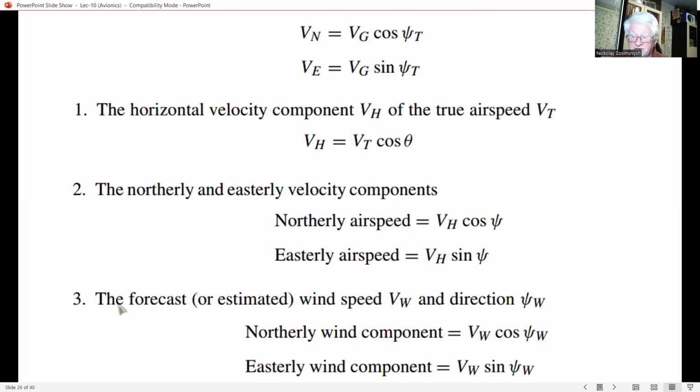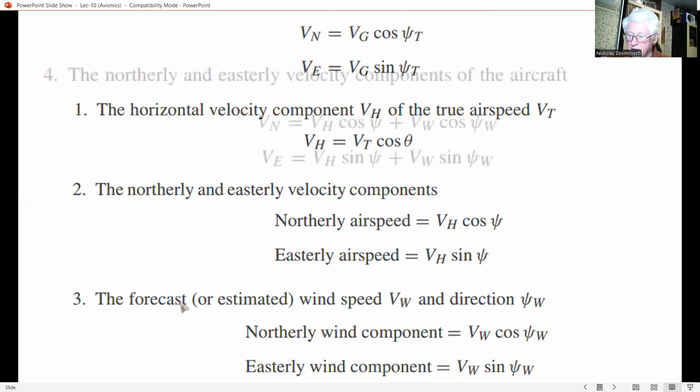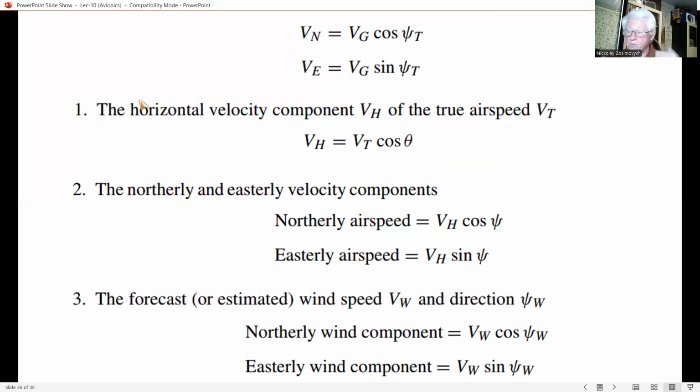So next, the forecast or estimated wind speed v sub w and the direction psi sub w are resolved into their northerly and easterly components. So the northerly component is proportional to wind speed v sub w times cosine psi w, and the easterly component will be proportional to wind speed times sine, instead of cosine, sine psi w.